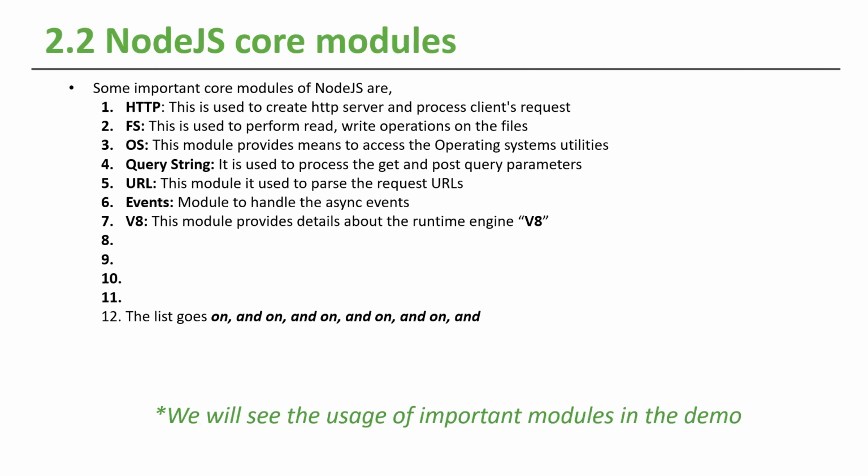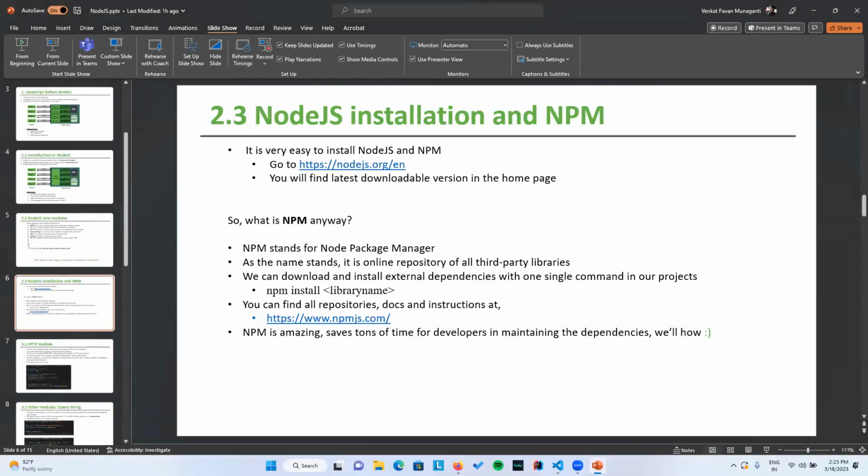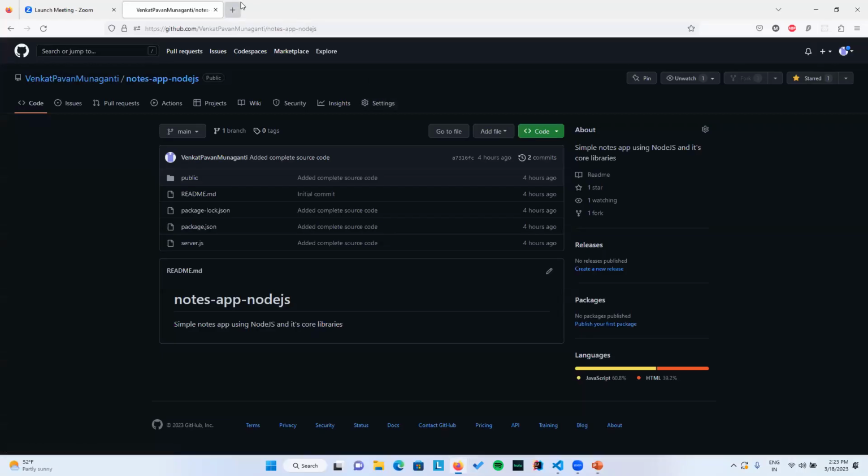And like that, there are many modules in Node.js. Some of the important modules to create web applications are HTTP, file reading, query string, and URL. These four modules are very important to create web servers. Installing Node.js is very simple. You just have to go to the Node.js site, or you can directly search for it.